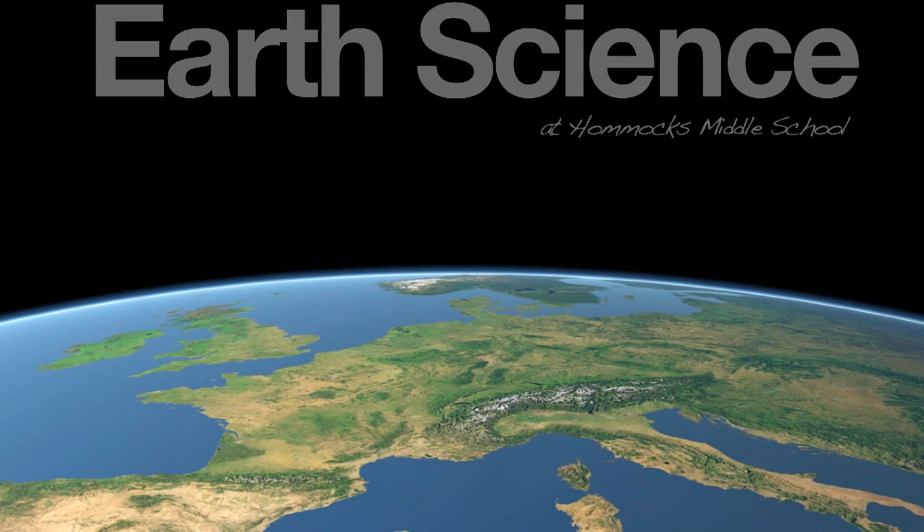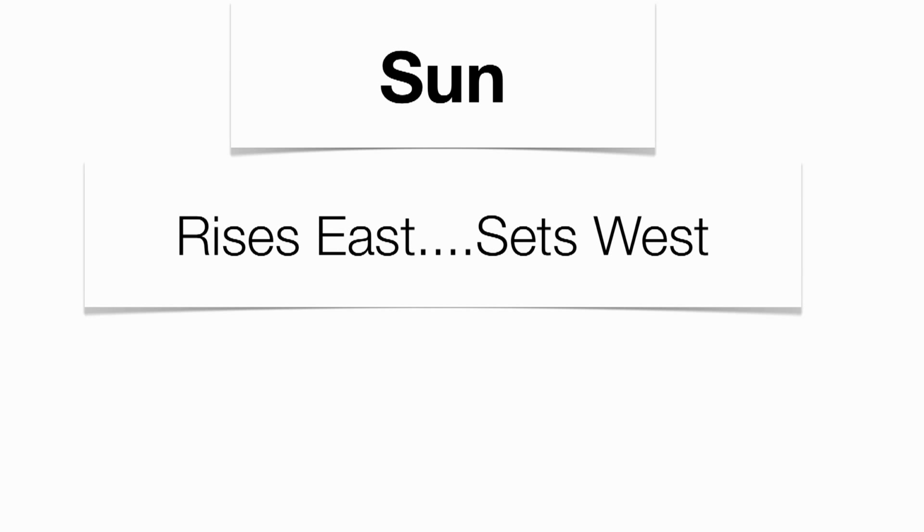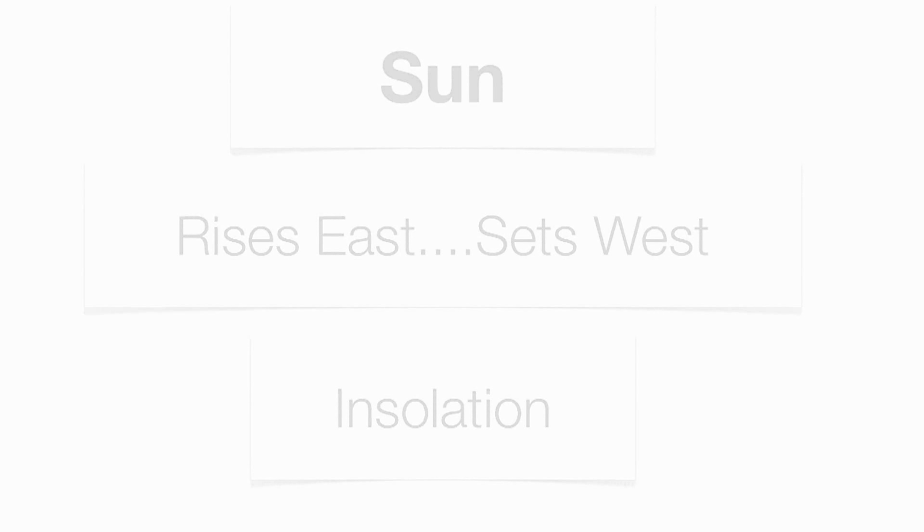Today we're going to focus our attention on the sun's path. Now if you look at the sun's path throughout the year, you'll notice that there's some alteration to the path, and that coincides directly with our seasons. So we know that our sun rises in the east and sets in the west, but the amount of incoming solar radiation that we get is going to alter based upon the season that we're at.